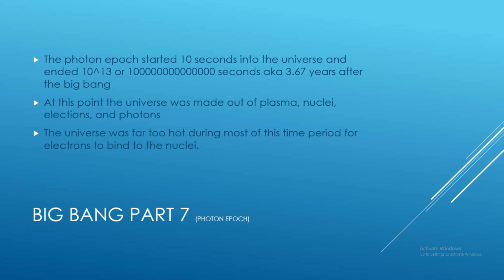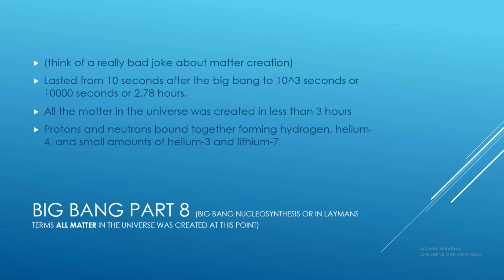So, yeah. At this point, the universe was made out of plasma, nuclei, and electrons. Elections, apparently. And photons. Should probably fix that. The universe at this time was far too hot during most of this time period for electrons to bind to the nuclei. They did bind to the nuclei soon, sometime in that period. We're not entirely sure. But during most of it, it was too hot.